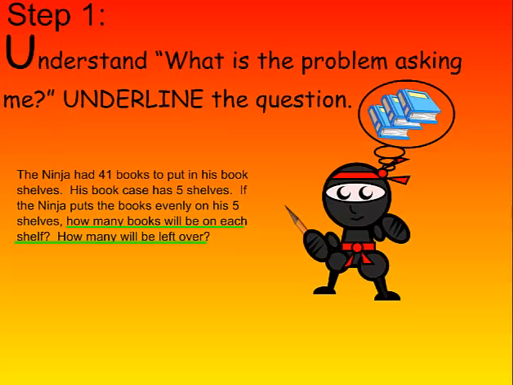Here we have the problem: the ninja had 41 books to put in his bookshelves. His bookcase has 5 shelves. If the ninja puts the books evenly on his 5 shelves, how many books will be on each shelf? How many will be left over?